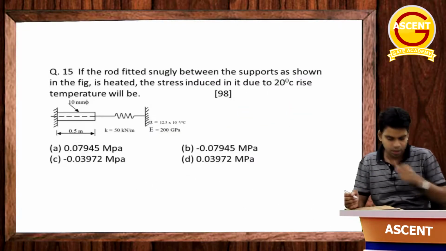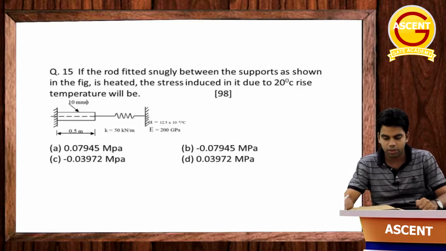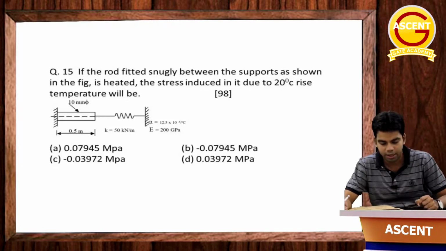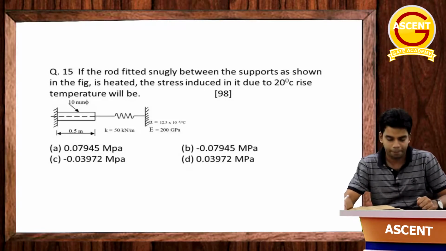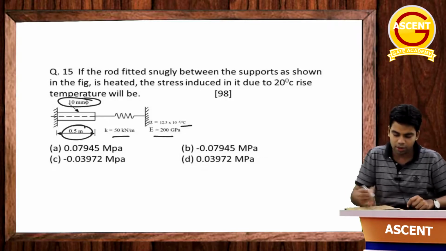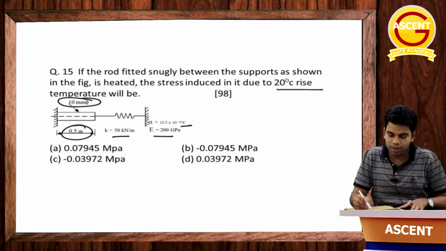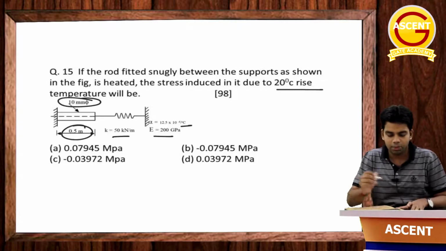This question says, if the rod fitted snugly between the supports as shown in the figure is heated, the stress induced in it due to a 20 degree centigrade rise in temperature would be. So we have a rod which is fitted along with a spring. K of the spring is given, alpha is given as 12.5 into 10⁻⁶, E is given. The diameter of the rod is given as 10 mm and the length of the rod is 0.5 meter. So if we increase the temperature by 20 degree centigrade, what will be the stress induced in the rod?